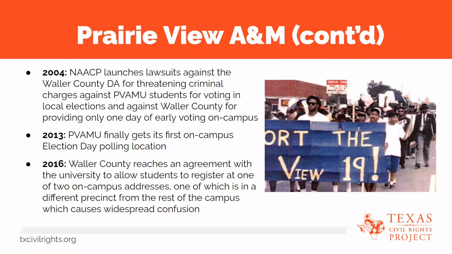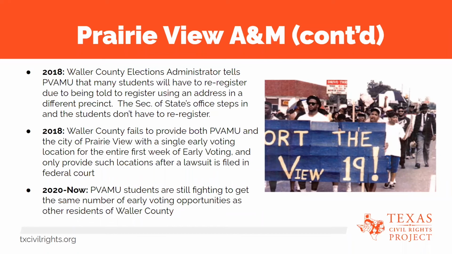It wasn't until 2013 when Prairie View A&M finally got its first on-campus election day polling location. And then in 2016, Waller County reached an agreement with the university to allow students to register at one of two on-campus addresses, but one of those addresses was in a different voting precinct from the rest of the campus, which again caused widespread confusion. In 2018, the Waller County Elections Administrator tells Prairie View A&M that many students will have to re-register due to being told to register using an address in a different precinct.